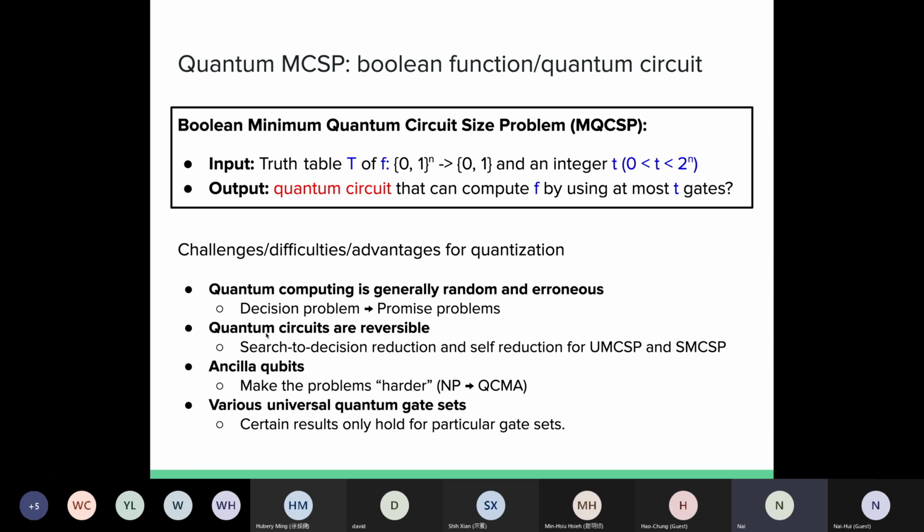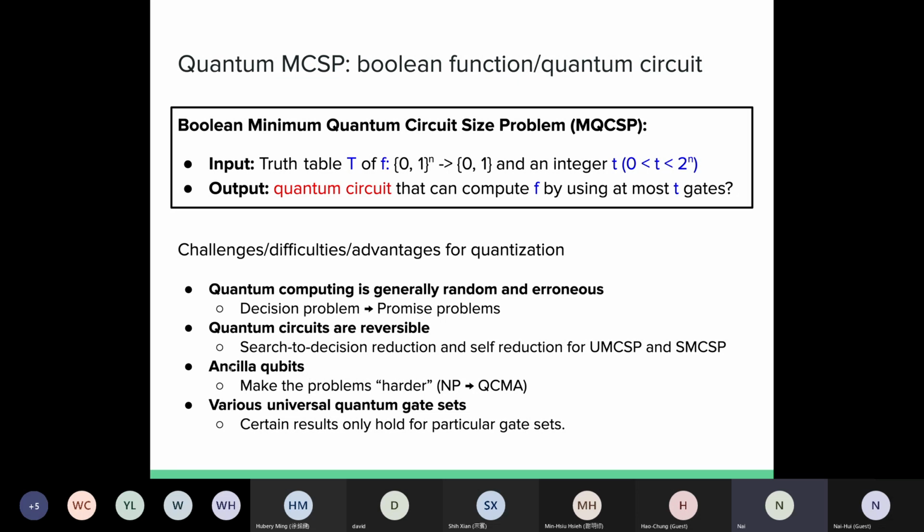And also, quantum circuits are reversible. We know that classical Boolean circuits, you cannot revert them. But quantum circuits are reversible, and based on this reversible property, you can design search to decision reductions or self-reductions for the unitary version and the state version of MCSP. And actually, search to decision reduction and self-reduction for MCSP in the classical setting is a long-standing open problem. But in MCSP and the SMCSP, we can prove that this reduction exists.